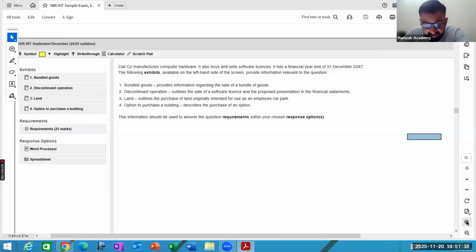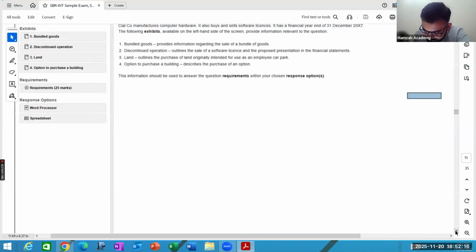Then discontinued operations, outlining the sale of a software license and proposing presentation in the financial statements. Then land, outlining the purchase of land originally intended for use as an employee car park, and option to purchase a building, describing the purchase of an option. So these are the four exhibits.